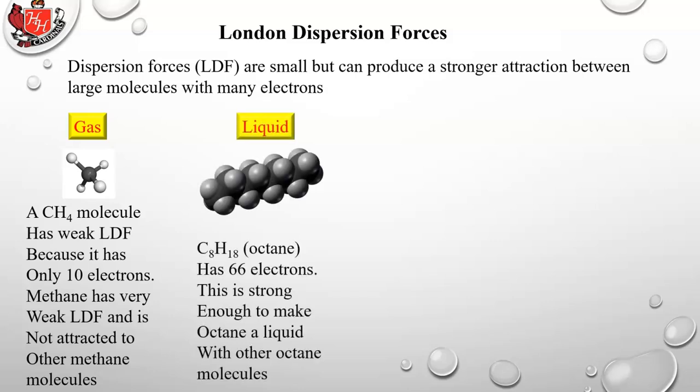Now let's look at a little bigger molecule. This is octane. That's the gasoline that people put in their car. It's C8H18. And if you were to count the number of electrons in that molecule, there's 66. So this is enough electrons that if you push them over to one side, then they're going to create a strong positive-negative dipole in that molecule.